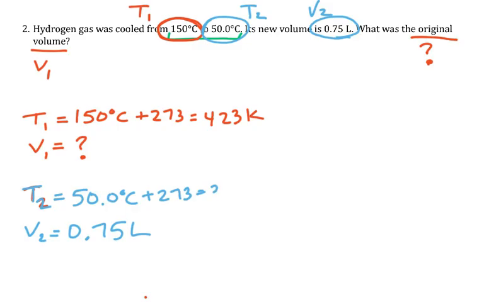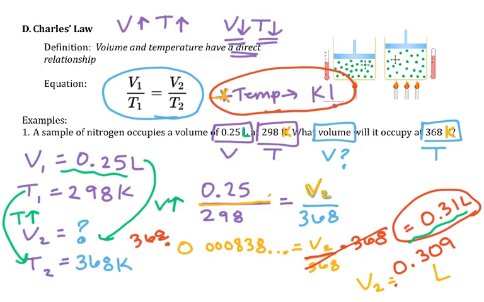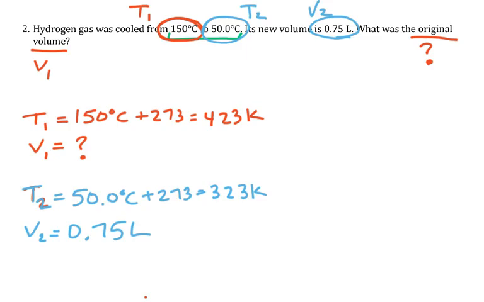50 plus 273 means 323 K is my T2. And that relationship we're going to use is V1 over T1 equals V2 over T2. So I'm going to plug those in. So V1 over T1 equals V2 over T2. You don't have to memorize any of your formulas. We just have to know how to use them.